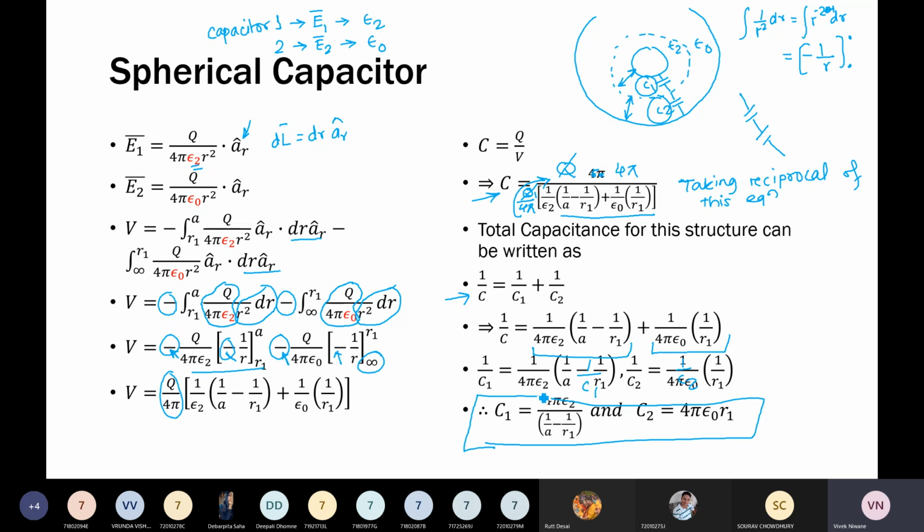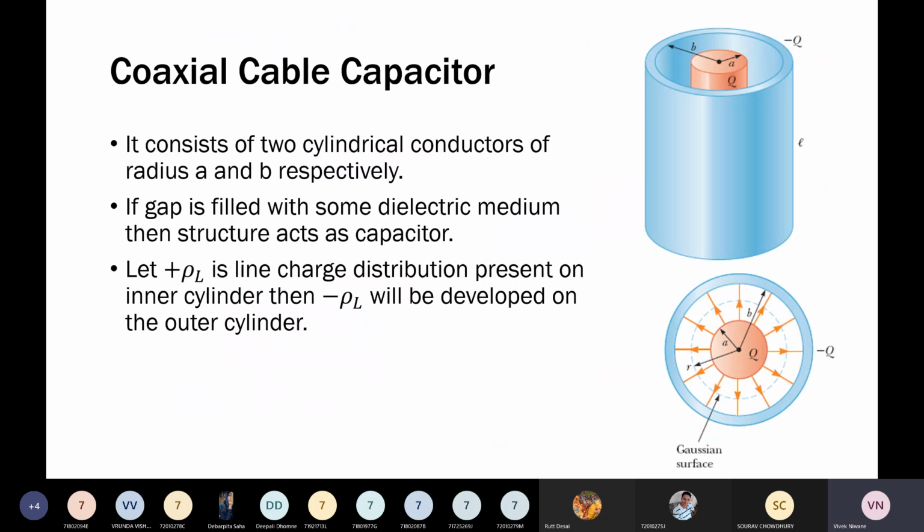Probably you will not be asked to solve the derivation in the online examination, but yes, you will have the numerical based on C1 and C2. Okay, moving on to next part, coaxial cable. यहाँ पे interesting things once again happen because we do have a kind of spherical geometry, but really not spherical. We do have cylindrical geometry, but the cross section of the cylinder looks like the cross section of a sphere.